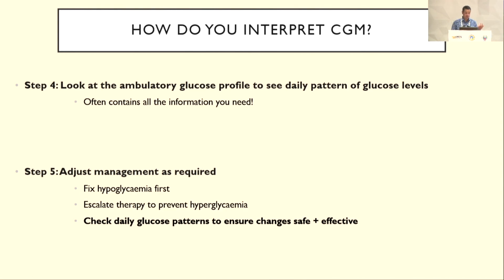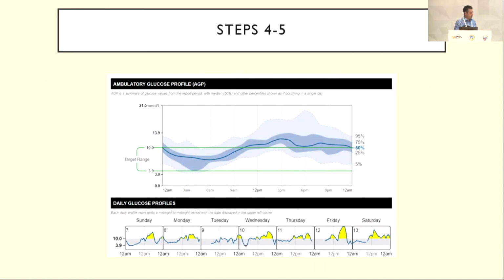And that's the process. Basically, it is a process I go through for every person. So for those who aren't familiar with an AGP, this is what it looks like. You've basically got the daily pattern for that time period, starting at midnight, going across the day to midnight. The dark line has the median glucose levels.